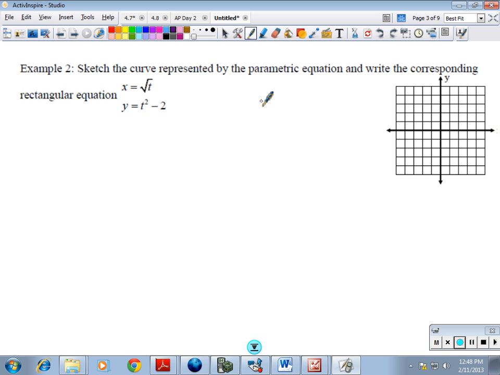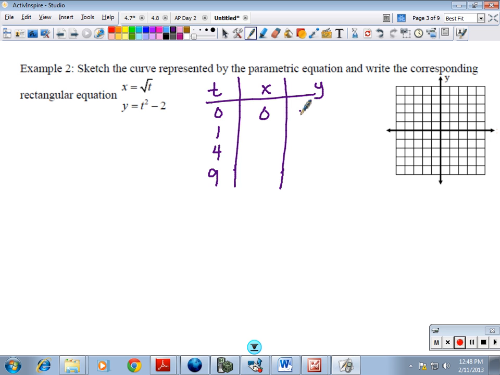Alright, let's go on to example 2. We're going to do the same thing again. T, X, Y. This time I'm going to pick 0, 1, 4, and 9. The reason why I'm doing that is because I have to take the square root of these numbers. So, just make it easier. 0, negative 2, then 1, negative 1, 4, 0, and 9, 1.